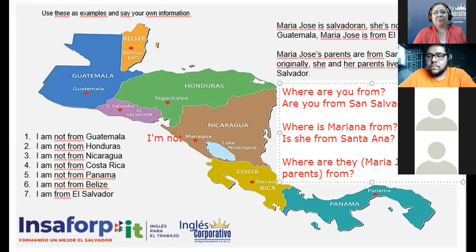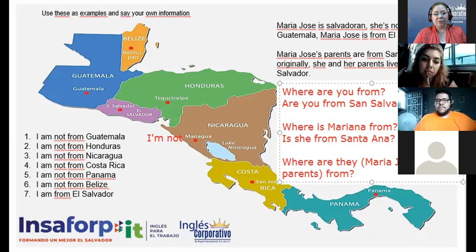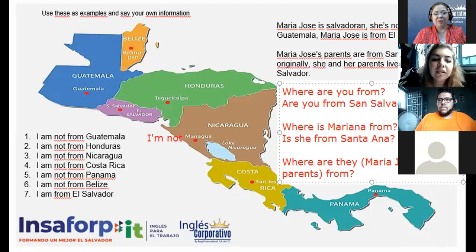Isaura is Salvadorian. She is not from Costa Rica. Isaura is from El Salvador. Very good. Isaura's parents are from San Vicente originally, and I and my parents live in San Salvador.